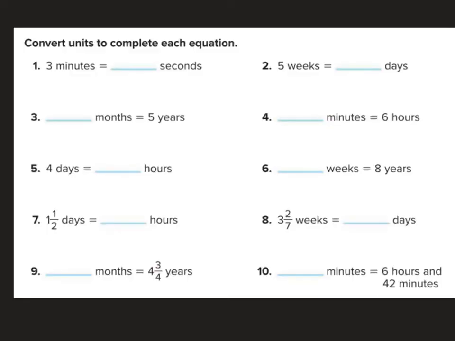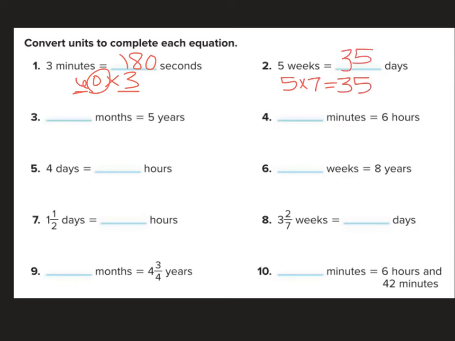3 minutes equals how many seconds? Okay, so there's 60 seconds in 1 minute, so I need to do 60 times 3. So I can do 6 and 3 makes 18. Add my 0. 180 seconds. 5 weeks equals how many days? Okay, so I need to do 5 times 7 because there's 7 days in a week. So it would be 35 days.